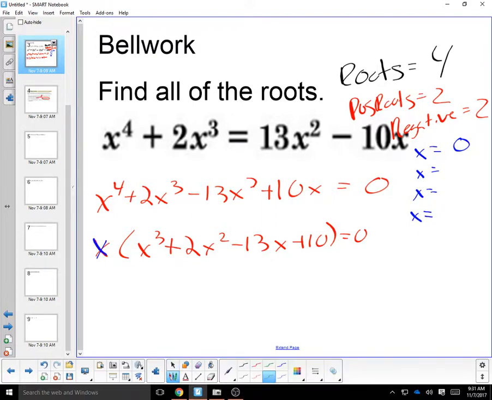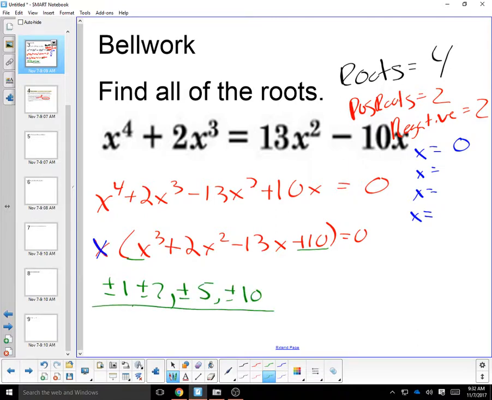Now, how you choose to go about the others is up to you. If you want to factor by grouping and all the other techniques, I'm going to use the synthetic division one, because that's what we were doing in this lesson. I want to take all the factors of the constant and divide by all the factors of the leading coefficient. In this case, all the factors of 10 are plus minus 1, plus minus 2, plus minus 5, and plus minus 10. You always want to get both versions in there.